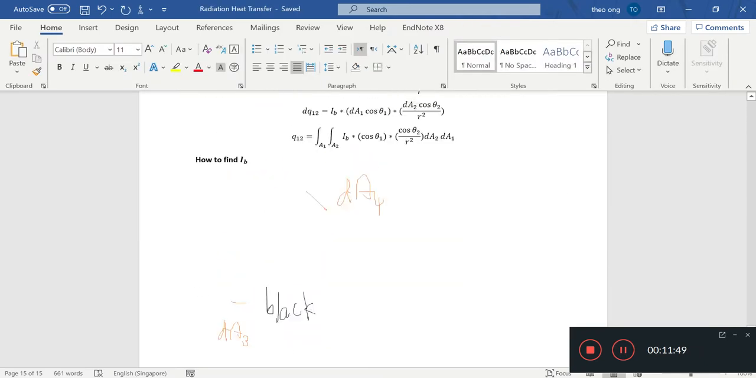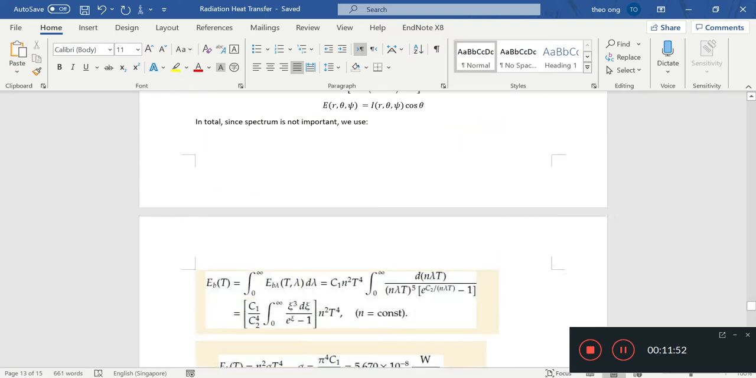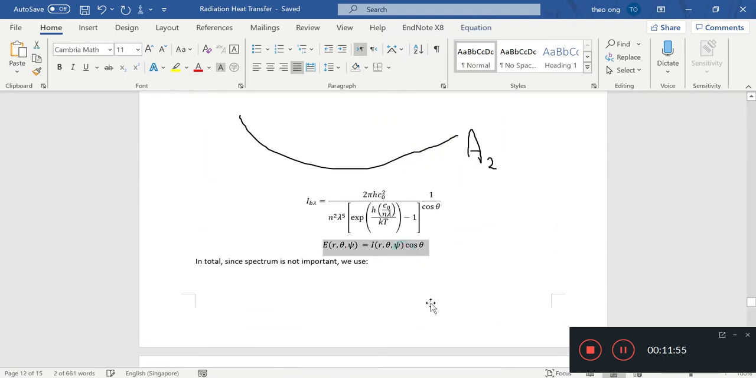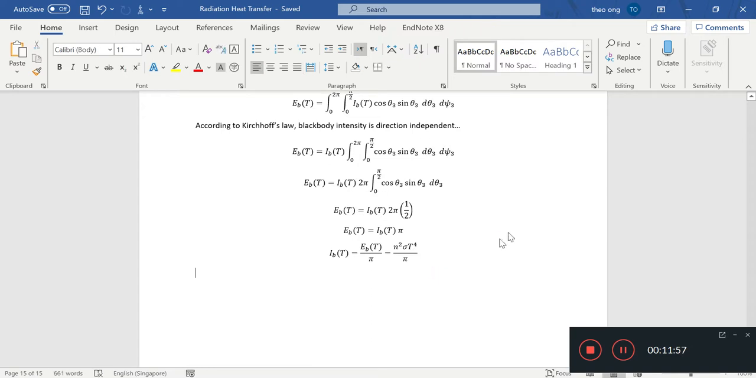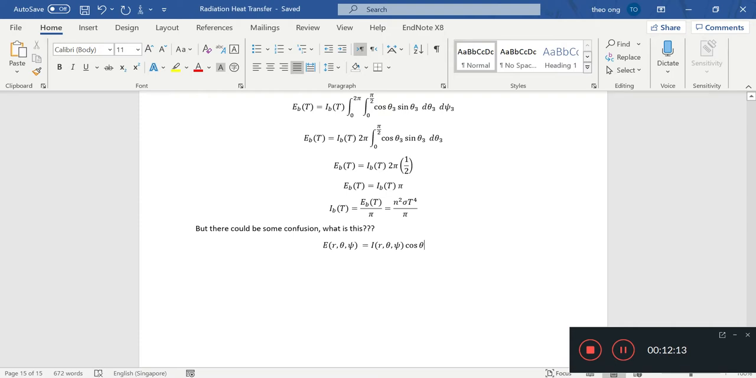And where is this coming from? How do we get Lambert's cosine law? There could be some confusion. We have this Lambert's cosine law, and why is it different from this? Why is there a cosine theta here and then there's a pi here? Now I'm going to explain that. This formula actually takes into account the direction independence.